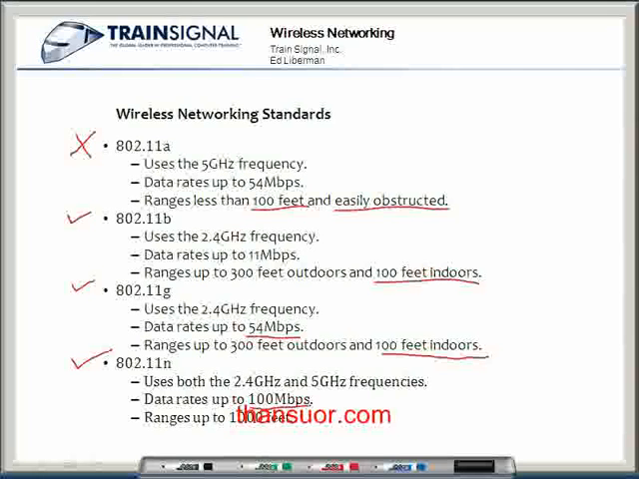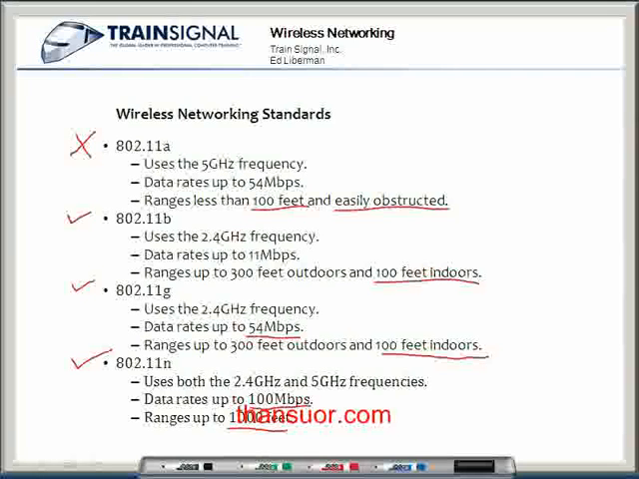Now, the other really nice thing about 802.11n, check this one out, it can have a range up to 1,000 feet. Although once you start getting past 100 feet, 200 feet, especially 300 feet, you're going to really start to see a deterioration of the maximum data rate.